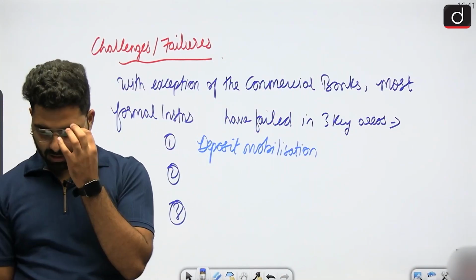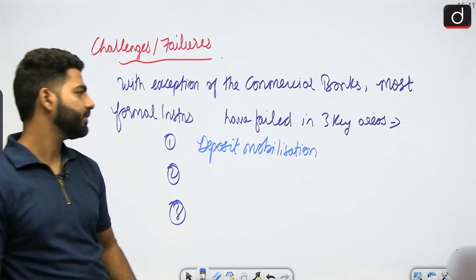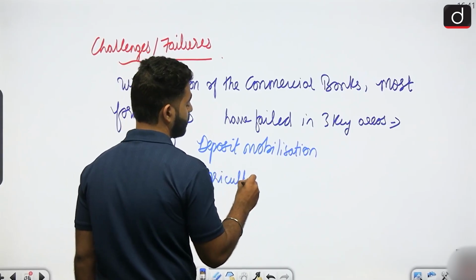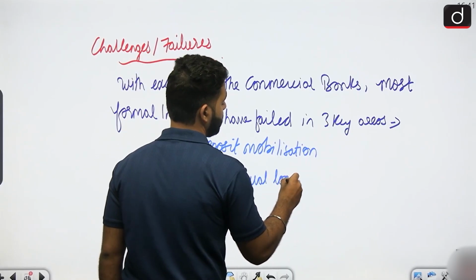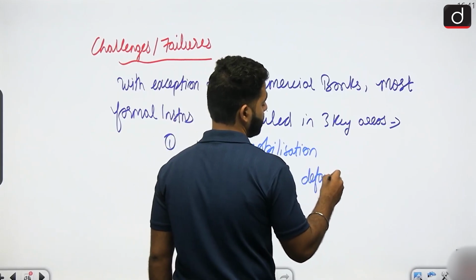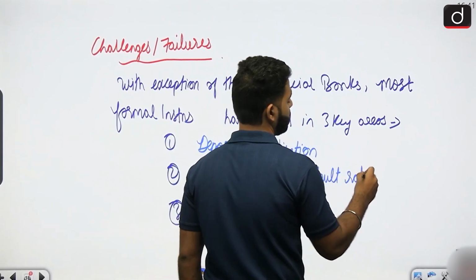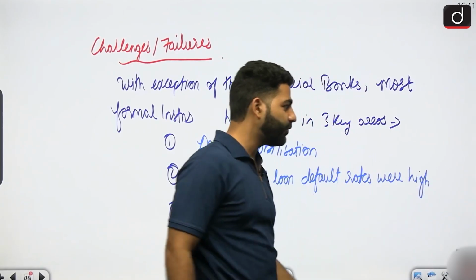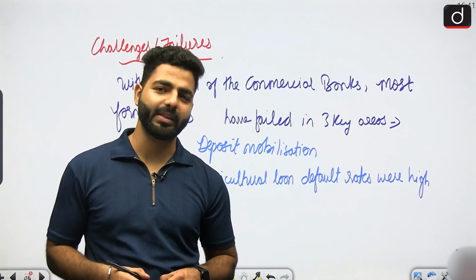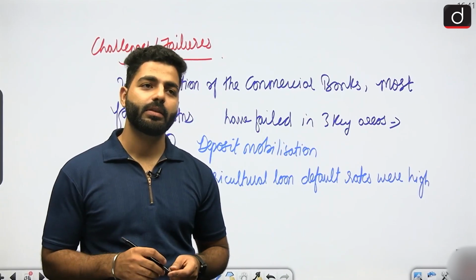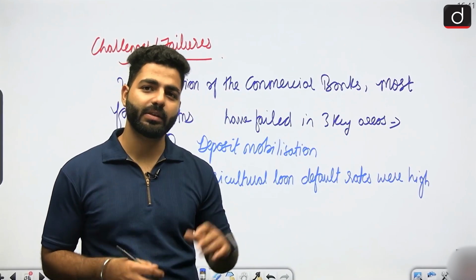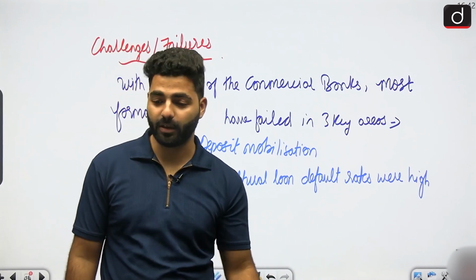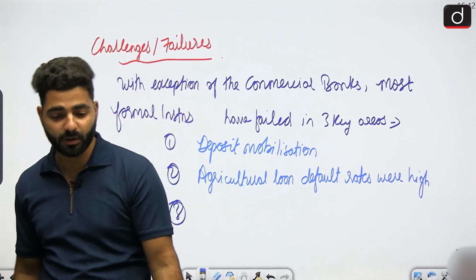Second is agricultural loan default rates were high. It means that the banks, the formal institutions, were giving loans for agricultural purposes, but the default rate was high, that means that many of them weren't able to pay them back. So that is what defaulting on the loan is, not being able to pay it back. So that was one issue.